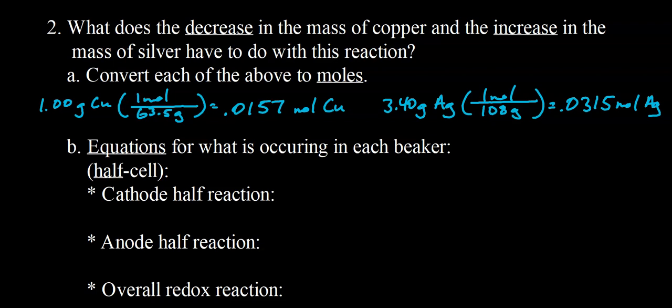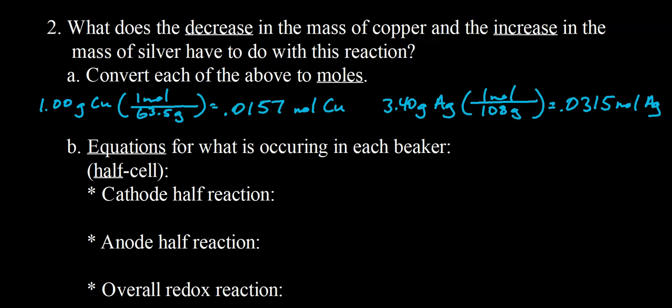All right, next up, let's write equations for what is occurring in each beaker. Each beaker, by the way, is known as a half cell. So the whole thing is called a galvanic cell, and then half of that is called a half cell. Coincidentally, the process that occurs in each half cell is known as a half reaction. So again, we have oxidation half reactions, we have reduction half reactions. So let's start with the half reaction that occurs at the cathode.